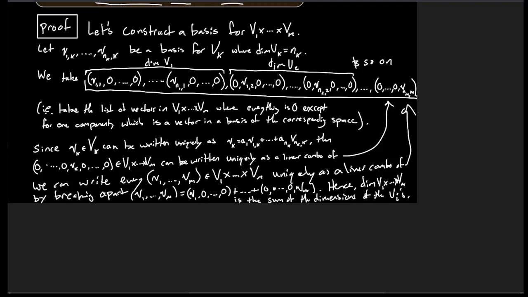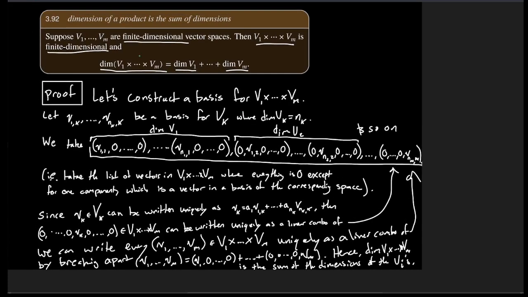This is a basis. Okay, so the length of a basis is the dimension. Nice. We've got our result. The dimension of the product is the sum of the dimensions. Sweet. Let's keep going.